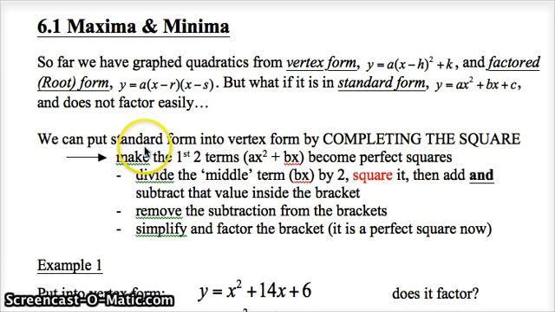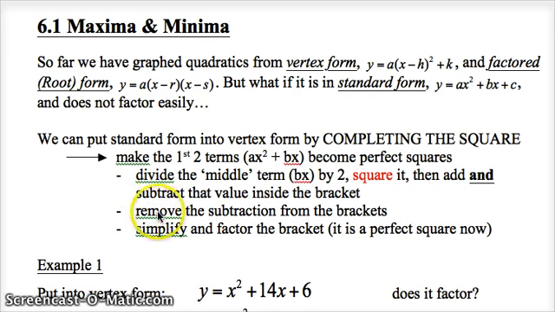So what you're going to do is take the first two terms, ax squared plus bx, the two variable terms, and make those into perfect squares. So we divide the middle term bx by 2, square that coefficient, and then add and subtract that value inside the bracket.